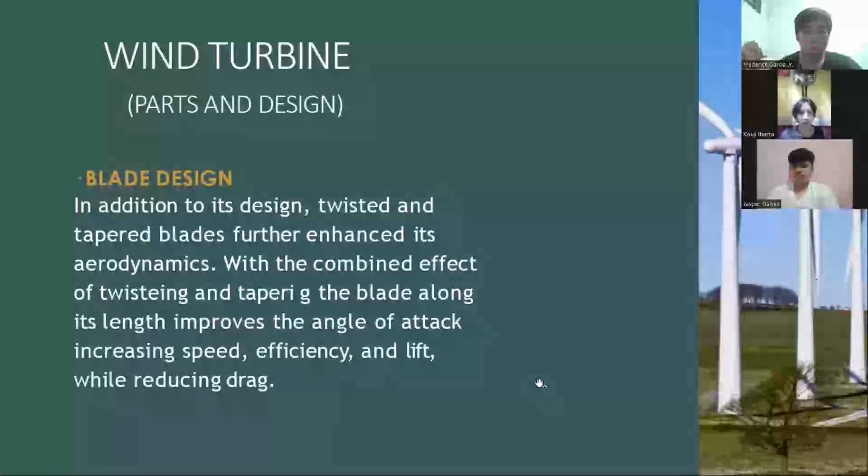In addition to its design, twisted and tapered blades further enhance its aerodynamics. With the combined effect of twisting and tapering the blade along its length, it improves the angle of attack, increasing speed, efficiency, and lift while reducing the drag.